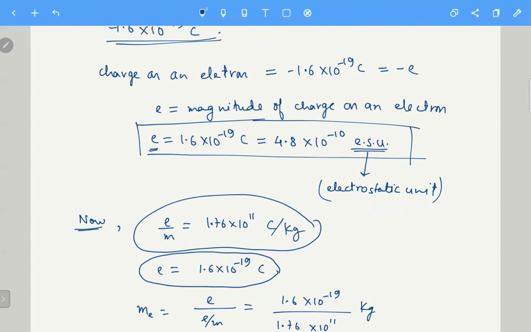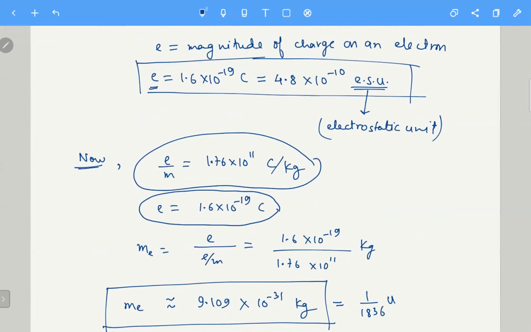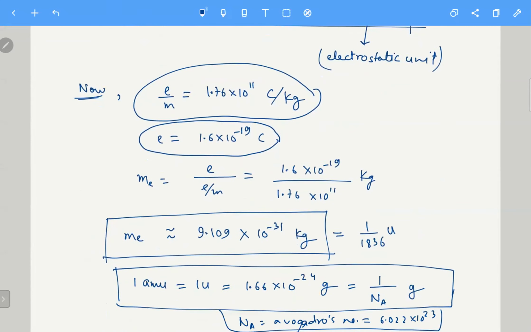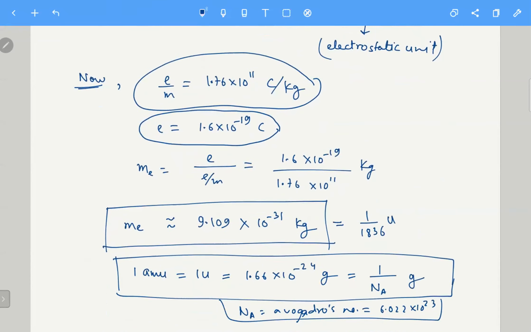Now from the cathode ray experiment, the charge by mass ratio is 1.76 into 10 to the power 11 coulomb per kg, and the charge on an electron is 1.6 into 10 raised to minus 19 coulomb. By solving these two, we can get the mass of an electron, which is found to be around 9.109 into 10 raised to minus 31 kg.